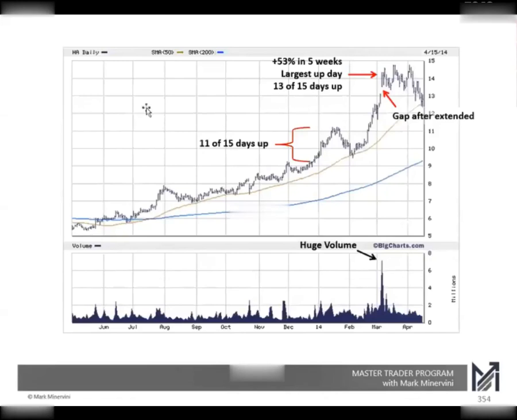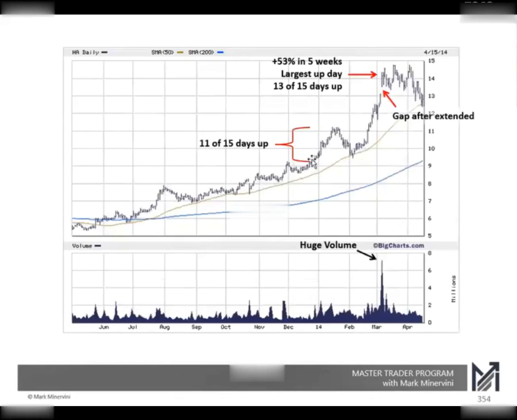Let me show you here. This was another one, I believe Hawaiian Air. 11 out of 15 days up. Now, from a breakaway, that's great. We came out of this base right here, another little base on base here. Now you're getting a little bit ahead of itself.